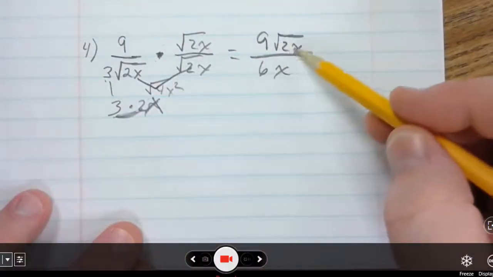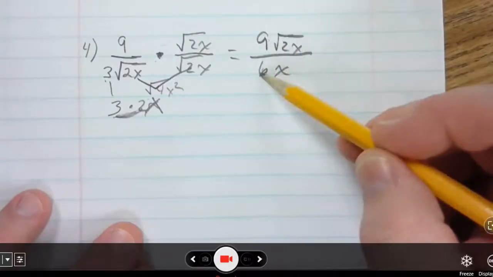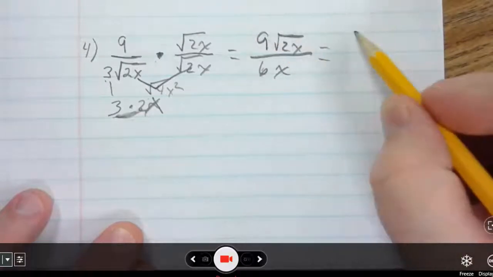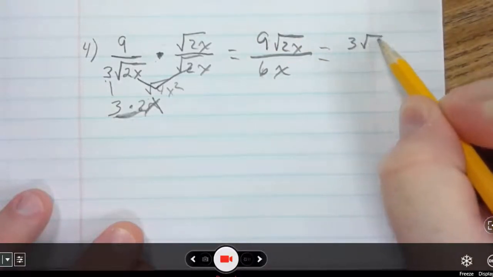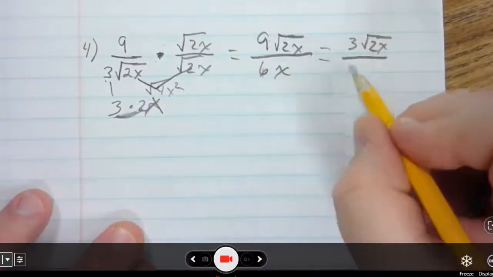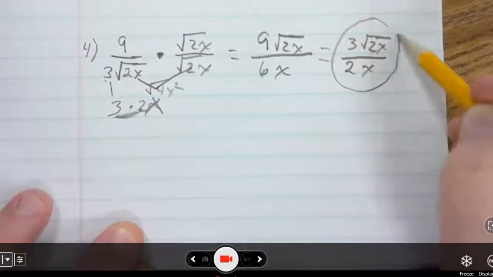As far as we're concerned, as radicals go, this is simplified. However, the 9 and the 6 can be reduced. They both have a factor of 3, so I'm going to divide the top one by 3, 2 square root of 2x, and the bottom I'm going to divide by 3, and I'm back to 2x. So this ends up being your fully simplified answer over here.